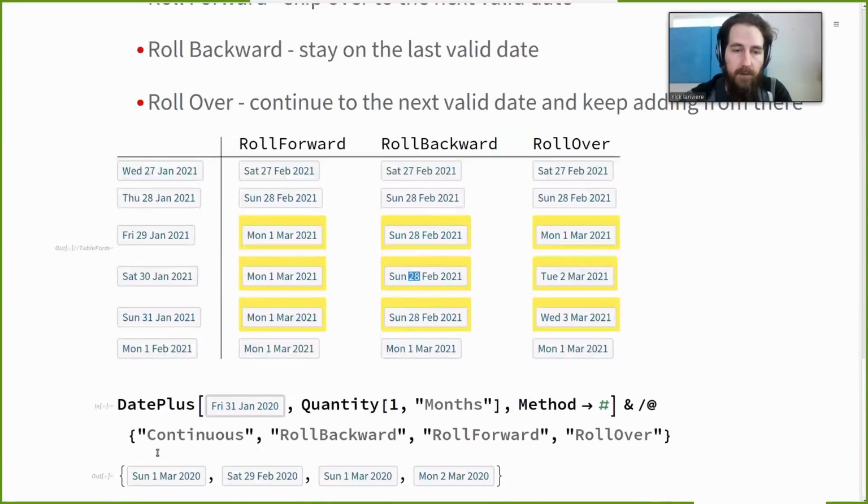So we can, again, tackle our original problem and say, what is January 31st plus 1 month? If we use our rolling methods, we will get different results each time. So our continuous case, here I'm truncating down just to the day for simplicity's sake, but we get 3 different answers for 4 different methods of arithmetic, depending on how we want to handle those gaps.